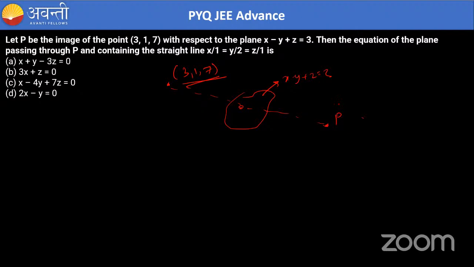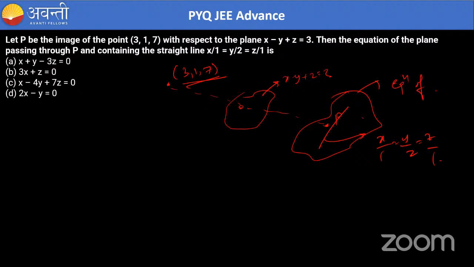Then the equation of the plane passing through P. So there will be a plane that will pass through P and contain this line, given by x by 1 equals y by 2 equals z by 1. So we have to find the equation of this plane. So this is our question. So we have interpreted the question.